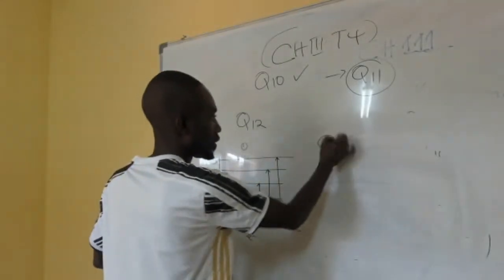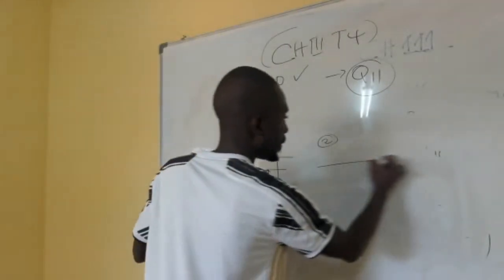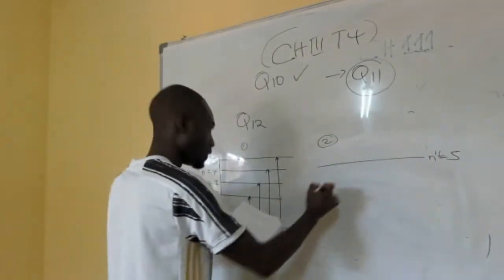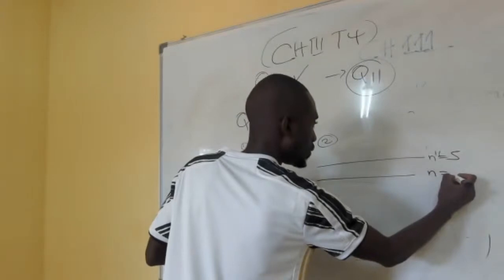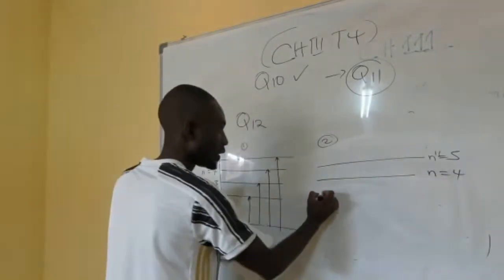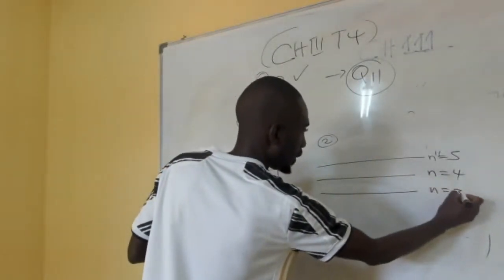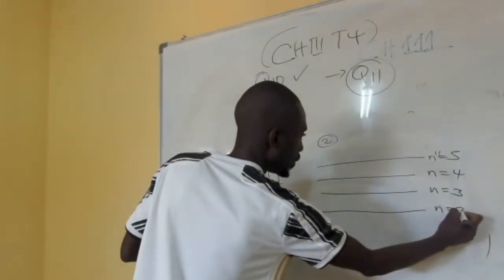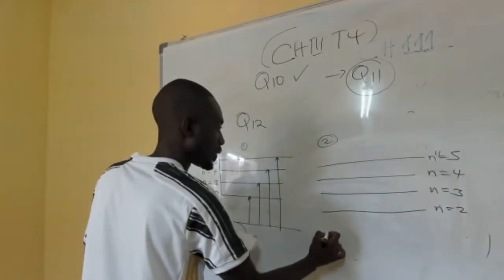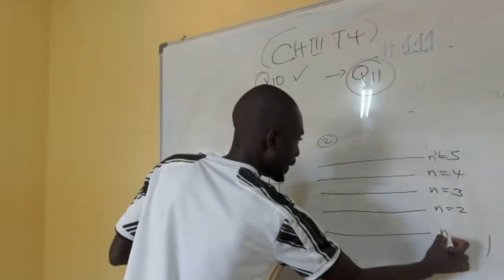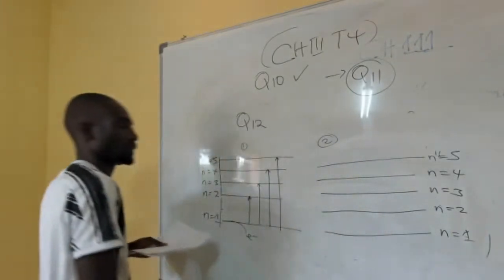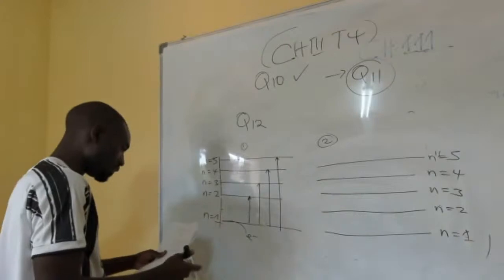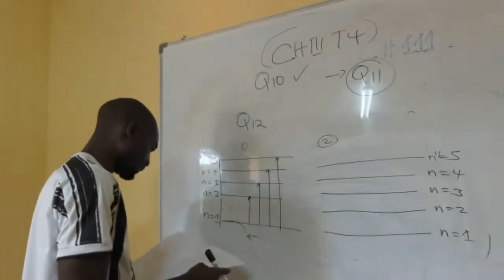Then you can also represent it by just drawing the lines like this, which is N equals 5. Then there you have N equals 4, N equals 3, then N equals 2, then N equals 1. Okay, so you can write either this one or that one, and we can still give you marks.